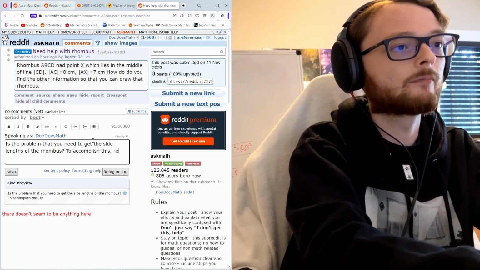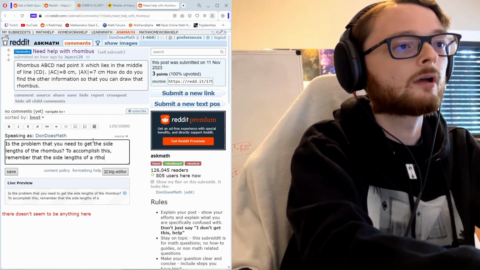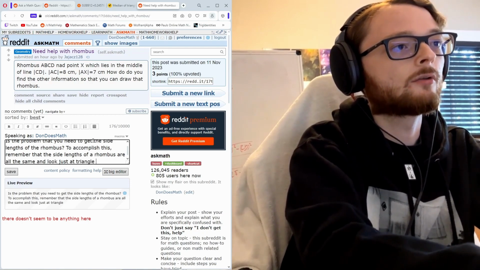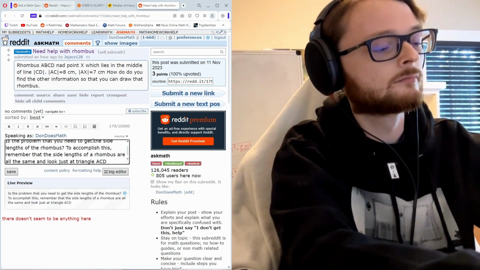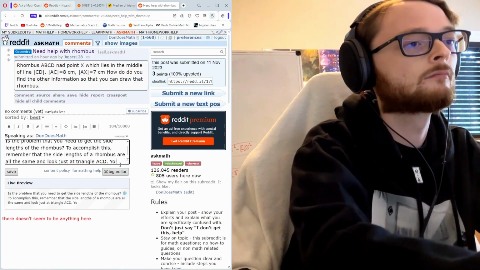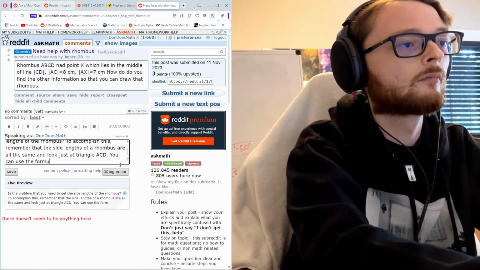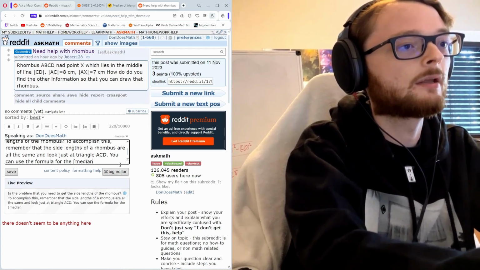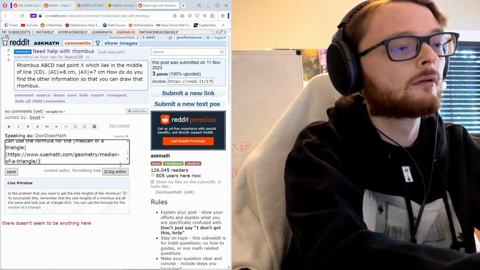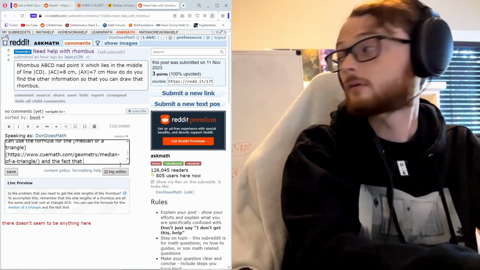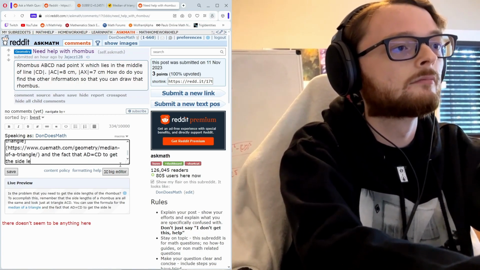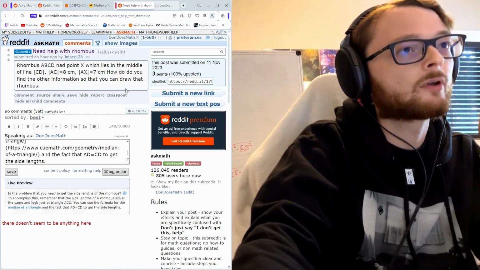To accomplish this, note that the side lengths of a rhombus are all the same, and look just at triangle ACD. I'm going to give them this link: formula for the median of a triangle. Close brackets, there we go, link. The fact that AD equals CD. It's just on my link. They didn't post their attempt, so I'm not going to give them more than this.